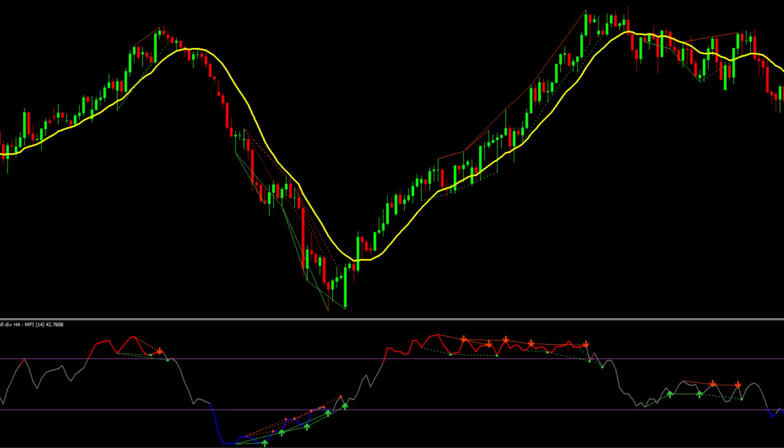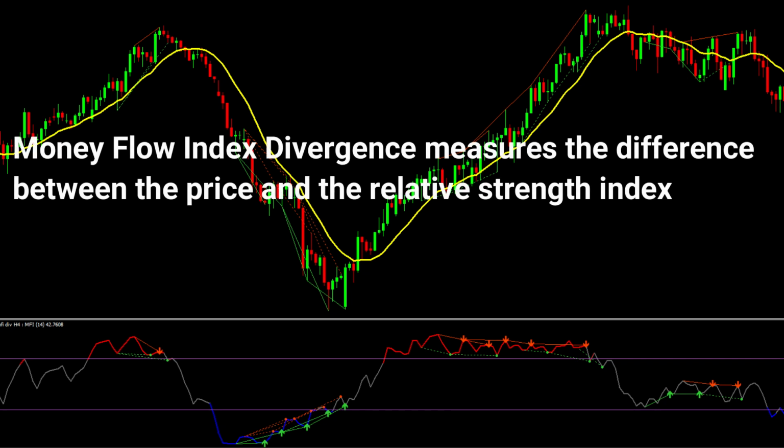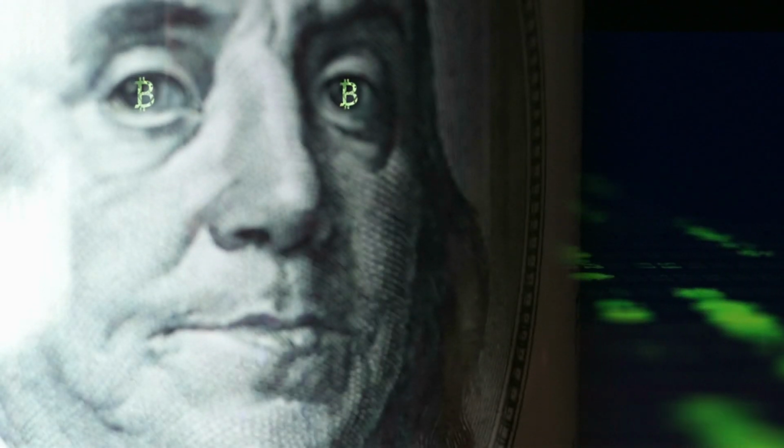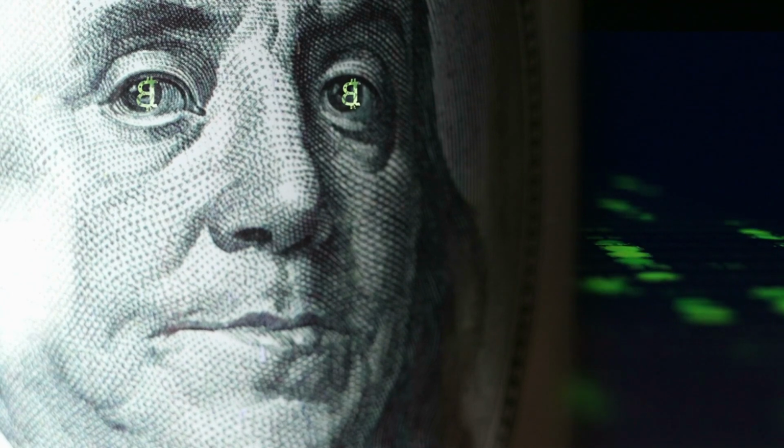What is money flow index divergence, and how do you use it to find a trend? Money flow index divergence measures the difference between the price and the relative strength index. Money flow index indicates the momentum in a trend, and it changes from a negative to a positive divergence. Understanding money flow index divergence.